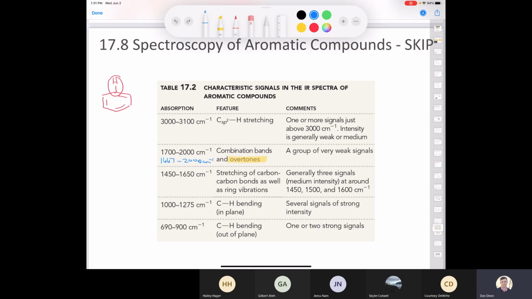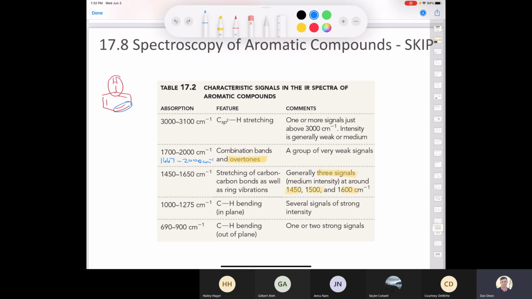It's usually 2 to 3 signals. When it's 3 signals, we usually have 1,450, 1,500, and 1,600. I've covered IR recently with Organic Chemistry 1, so I can attest to that: most of the aromatic compounds you see, the carbon-carbon stretching, is usually 3 signals, okay?